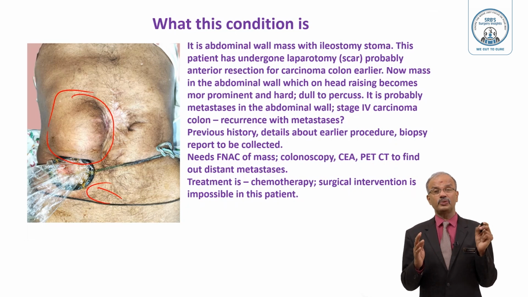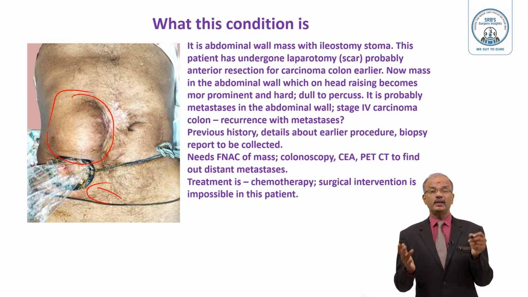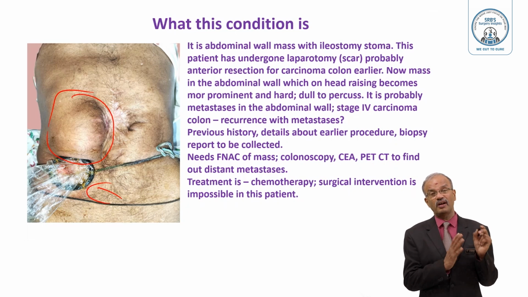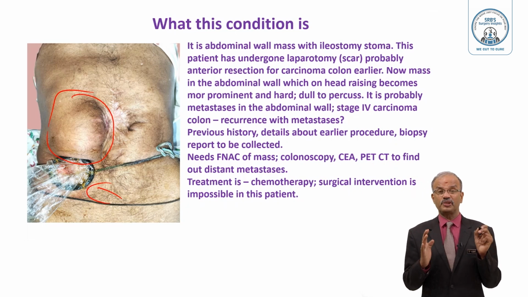So you need to do CT abdomen, you need to do colonoscopy, you need to do CEA. If recurrence is there, LFT you have to do, maybe PET-CT you have to do. Of course, if it's only an abscess, you are happy. You drain the abscess, send the pus for culture sensitivity, and continue the antibiotic. But in this patient, clinically, this was a very hard abdominal wall mass, and it turned out to be metastatic disease. So PET-CT has to be done.